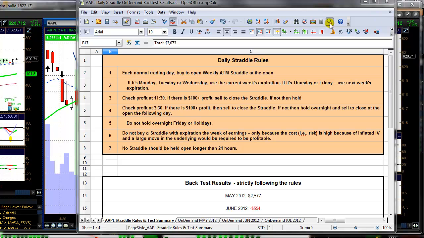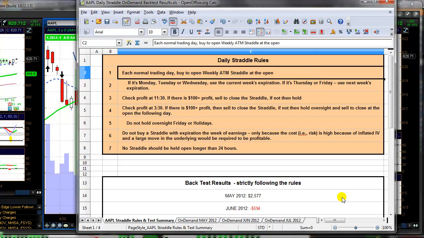Now the rules. Rule number 1. Each normal trading day, buy to open a weekly at the money straddle at the market open. Now, at the money, well, the stock is not going to cooperate and be at the money every day. So if it's between strikes, and Apple, as an example, has a $5 spread between the strikes, if it's at the 250 mark, you're going to have to decide whether you want to go at the next strike up or the next strike down.